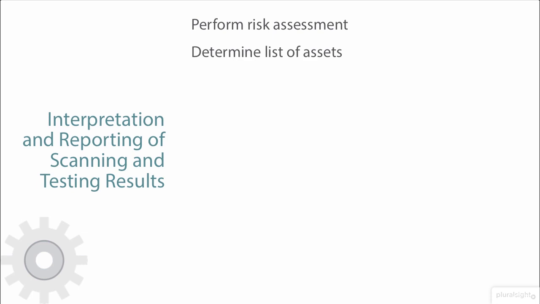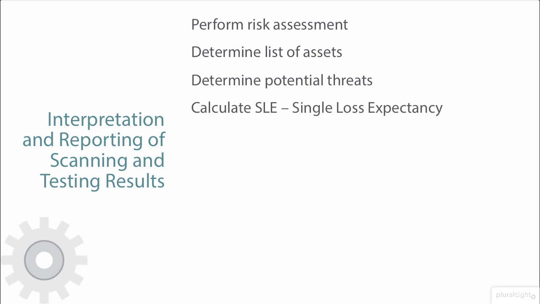And that means that we're going to need to determine what assets we have, what events might happen to those assets, the vulnerabilities those assets may have, and then look at the mitigations or the treatments that we want to do for those assets. So we'll determine those potential threats and then calculate our single loss expectancy. So when I lose an asset, what does that mean to the business?